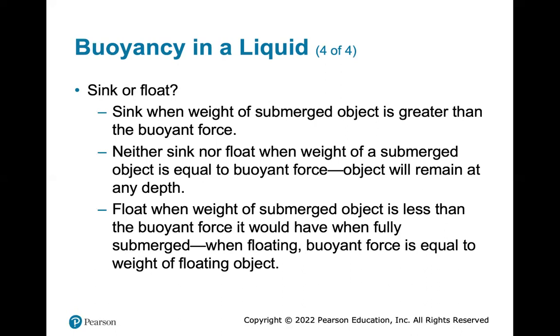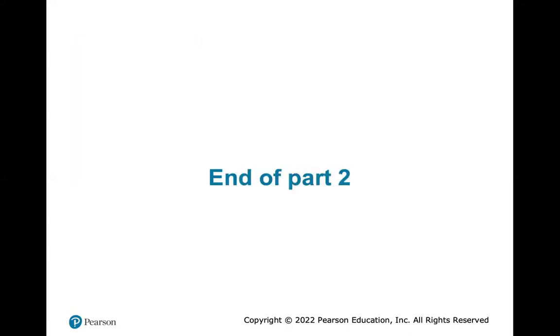Now, it'll float when the weight of the submerged object is less than the buoyant force it would have when fully submerged. When floating, the buoyant force is equal to the weight of the floating object. Okay, and that's the end of part 2 on buoyancy.